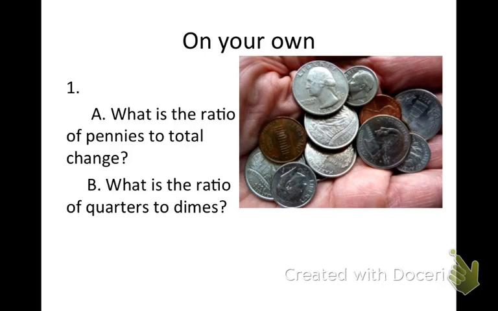Okay, so this is where you're going to do some on your own. So write this in your notebook on your own. Number 1, A, what is the ratio of pennies to total change? So you're not counting up the amount of money that you have, but how many pennies do you have compared to how many other coins do you have? And then what is the ratio of quarters to dimes? So make sure you give me your final answer written in the correct form in the text box on the right. When you're ready to move on, go on to the next slide.